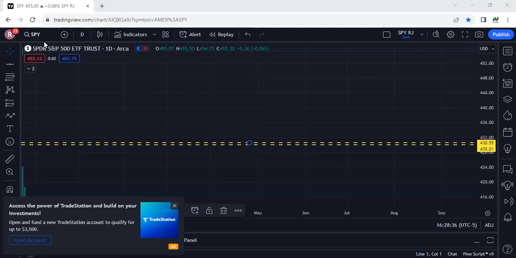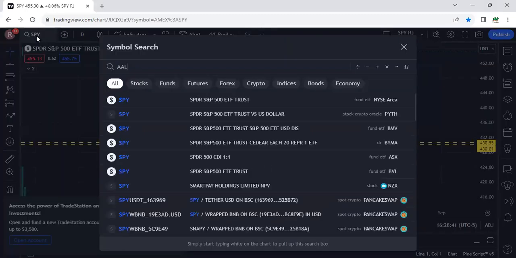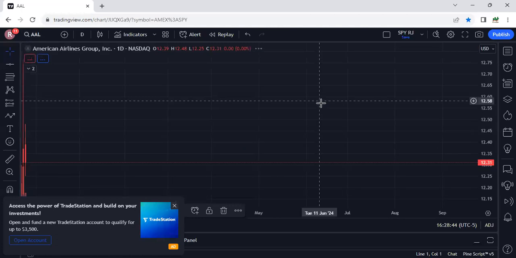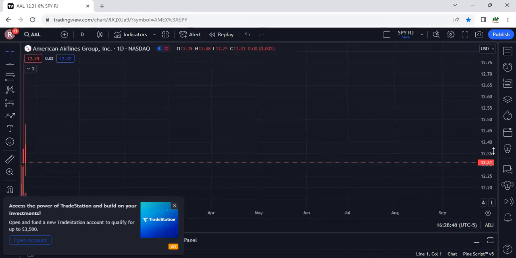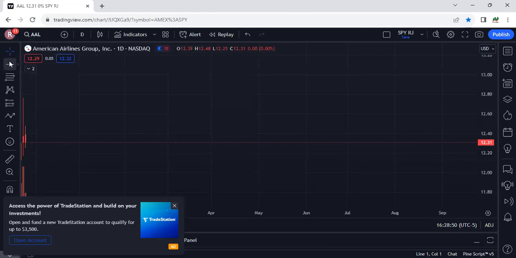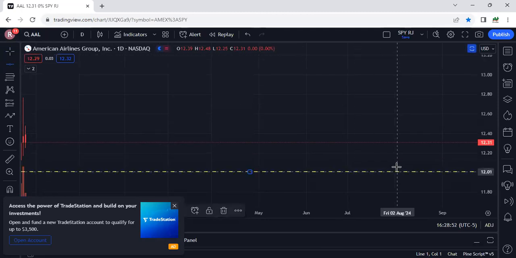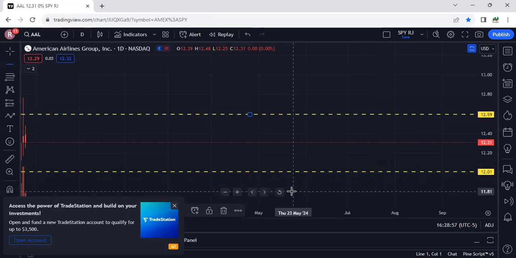So let's say we're trading something. Let's change the stock up. Let's say it's American Airlines, right? So let's take a look at American Airlines. Now this is a whole different stock and it moves different. If we look at American Airlines, I have a key level here at 1201. My next key level isn't until 1259. So that's a 50-cent move right there.